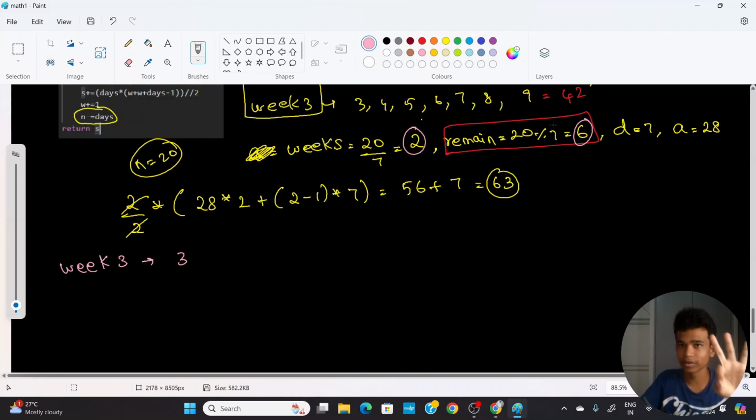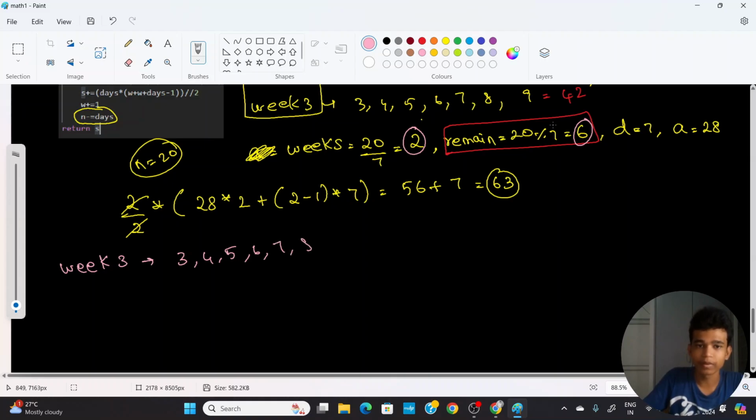Third week is starting with what? So 3, 4, 5, 6, 7, 8. This is going to be my 6 days value, right? Then what is my a value? The a value is going to be my week here. This week plus 1 is going to be my a value. Now what is my difference? It's going to be 1.